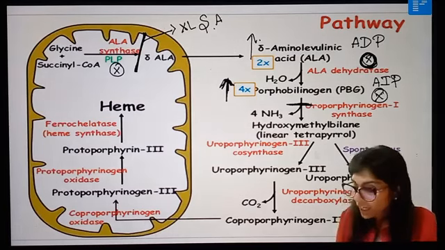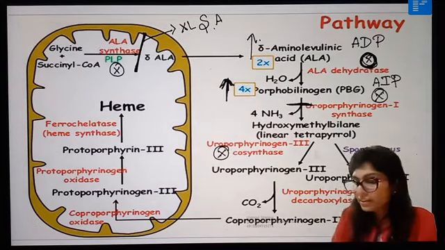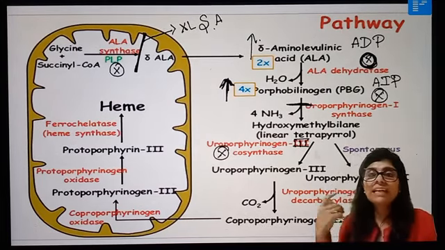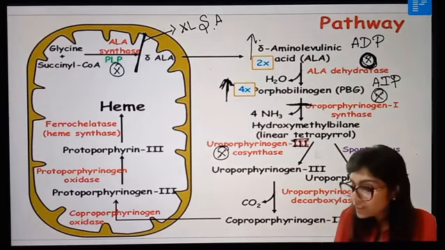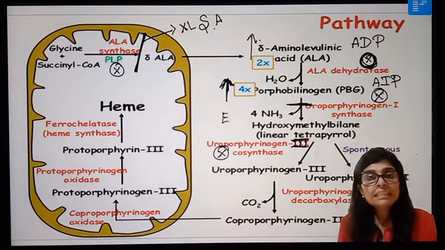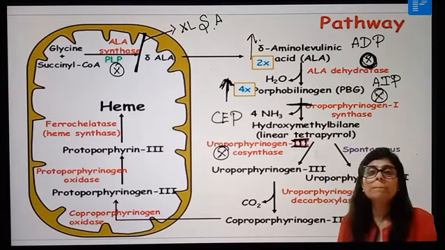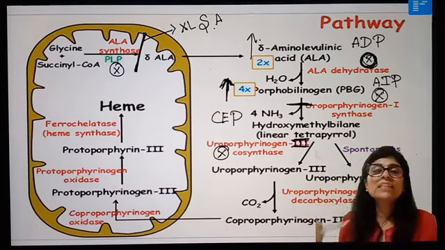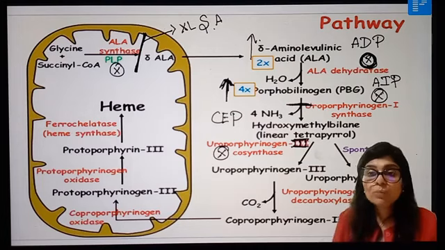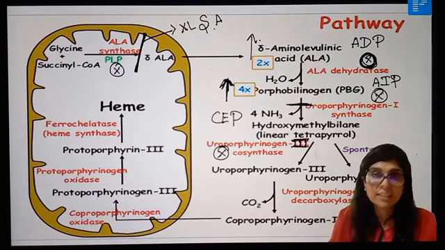Clear? Now, uroporphyrinogen 3 synthase defect. 3 and E sound similar. Am I right? So, 3 synthase defect causes E. What does E stand for? Congenital erythropoietic porphyria. What is E? Congenital erythropoietic porphyria, which is the most severe of the photosensitivity porphyrias.